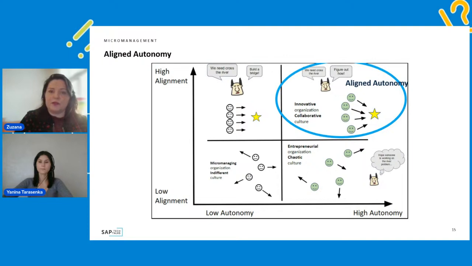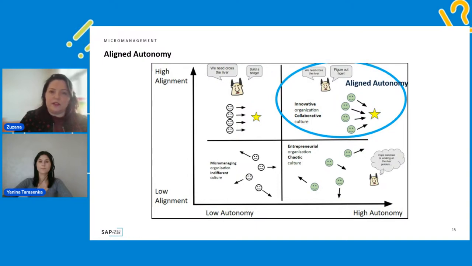The exact opposite is aligned autonomy. In this stage, we have high autonomy and high alignment, as shown in the picture. When teams reach this stage of aligned autonomy, it takes time and practice. We can now speak of motivated individuals working in self-organized teams, and they also have a deep understanding of their customer needs.